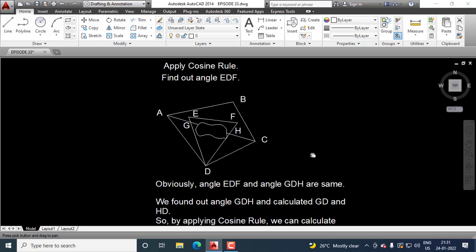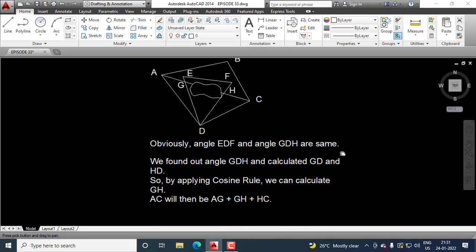We found out angle GDH and calculated GD and HD, see above. So by applying cosine rule, we can calculate GH. We know this angle, we know this side DH, we know this side GD. So we can calculate GH by applying cosine rule.